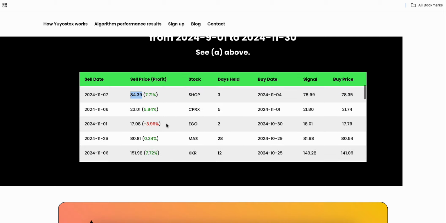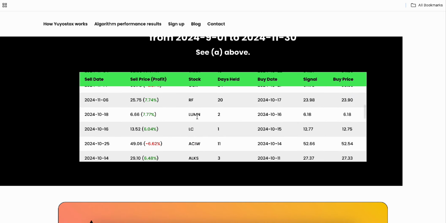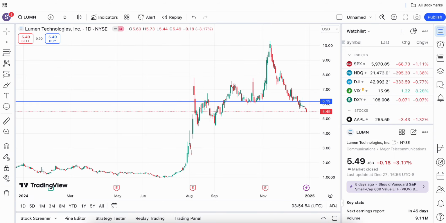Second example, LUMN. This particular trade, again, won about 7%, taken on 10/16. So again, I look at the chart here. October 16 is somewhere here, and clearly it hits a very recent line, which was like a resistance but is now a support line, and then it reverses and goes up from here. And so the trend is pretty clear.